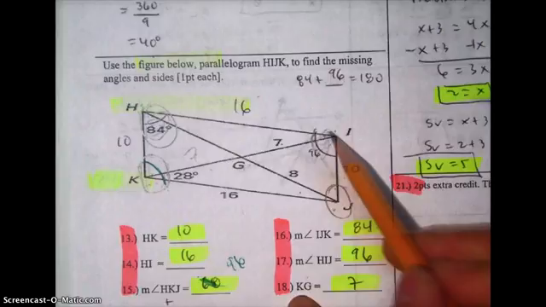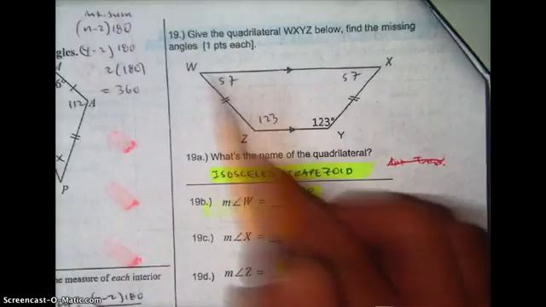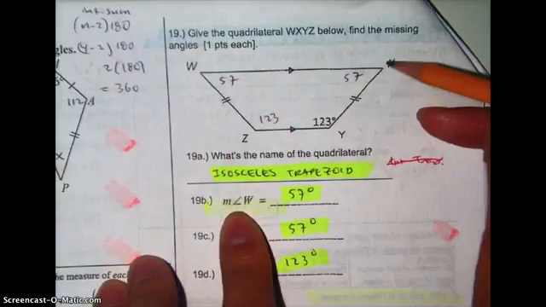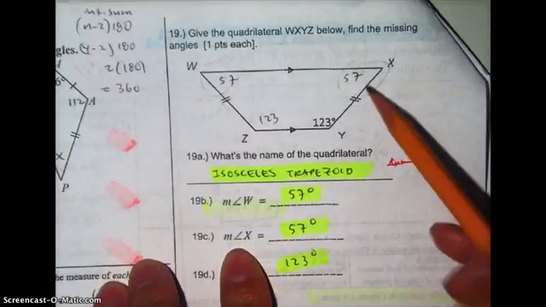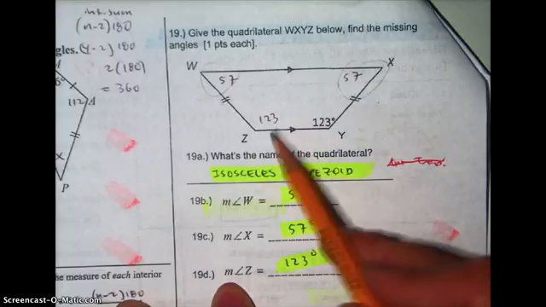Question number 19, given quadrilateral WXYZ below, find the missing angles. So this is a trapezoid because you have one set of parallel lines. It's an isosceles trapezoid because you have two sides that are congruent. So that's why it's called an isosceles trapezoid. What is angle W? In an isosceles trapezoid, your base angles are congruent. Angle X is going to be 57 degrees. They're essentially the same because these two are the same, and then you can add all those up to be 360, and that's how you got Z to be 123.